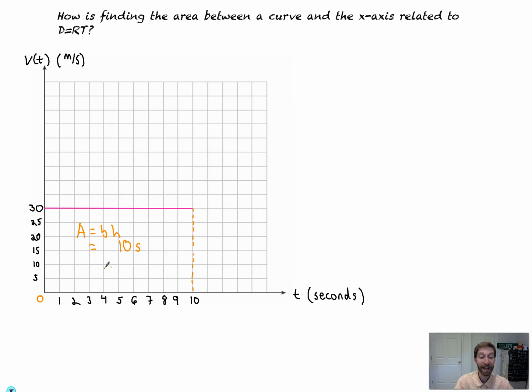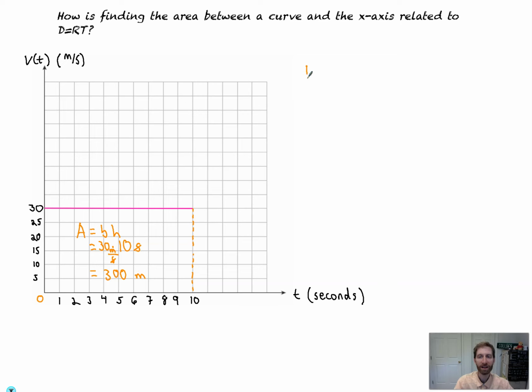So 10 seconds is this overall width of the rectangle. The height is 30. And it doesn't matter what the base or the height is, by the way. This can be the base, that can be the height. Doesn't matter. Overall, these units are meters per second. Oh, check it out. When we multiply this out, we get an area of 300. And that's cool. But what's the importance of this? Well, look at meters per second times seconds. The seconds cancel, and you're left with meters.